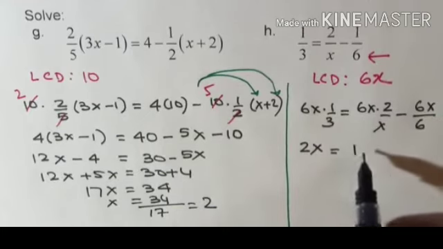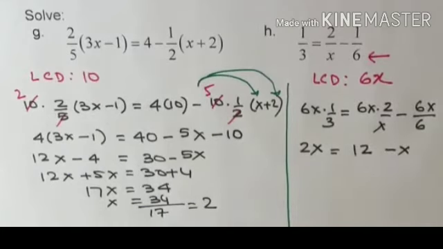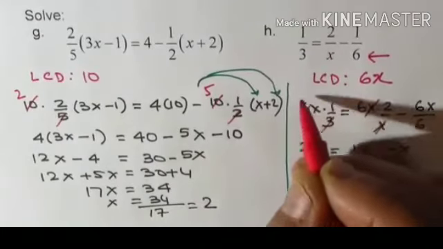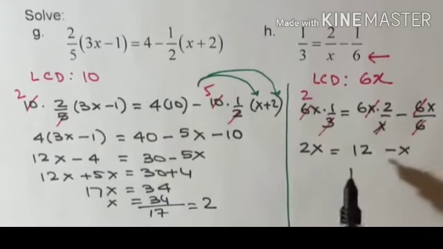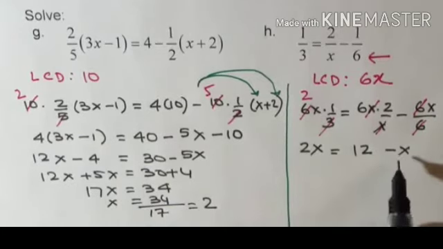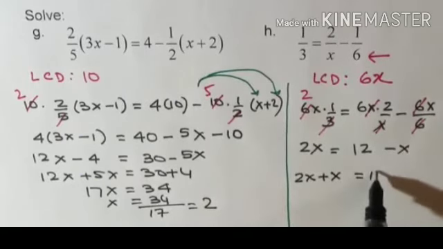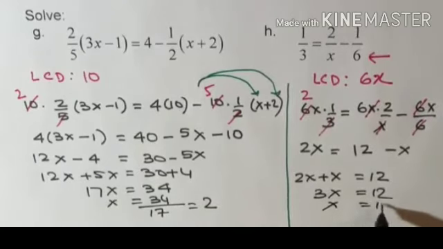x and x cancel, right? So we get 12 and here we get minus x. So see what happens. x and x cancel. This goes 2 times and 6 and 6 cancel. So we get our equation, which is 2x equals 12 minus x. Now bringing x to the left, we have 2x plus x equals 12, 3x equals 12. x equals 12 over 3, which is 4.